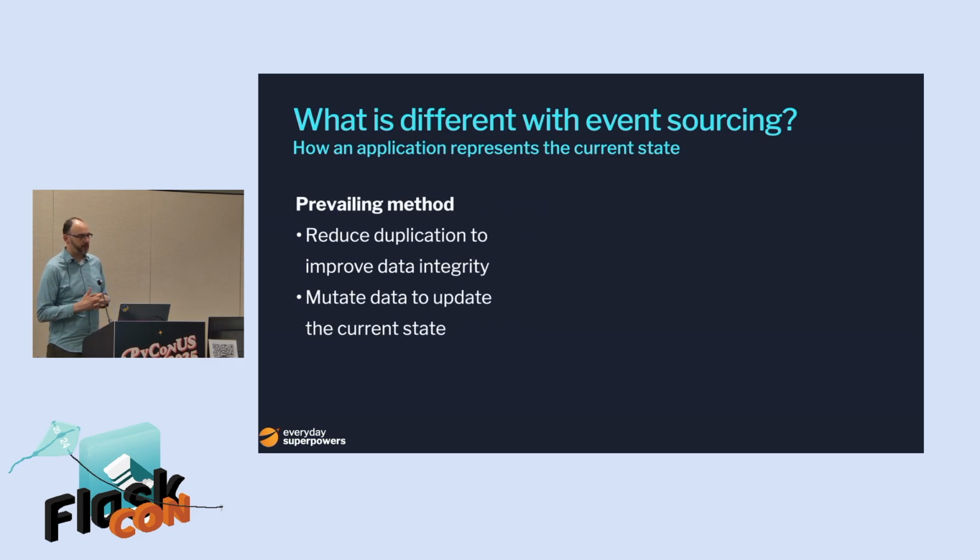To start with, let's talk about the prevailing method of working with apps. In particular, how do we save data to the database? What does the database do? The database represents the current state of the entire app. So if you're trying to save, let's say, a shopping cart, especially if you save something bigger, you're probably going to save things across multiple tables in third normal form so that you can improve data integrity and reduce duplication.